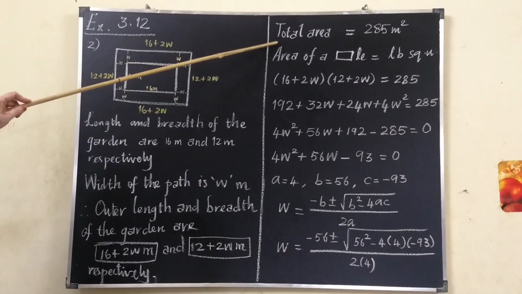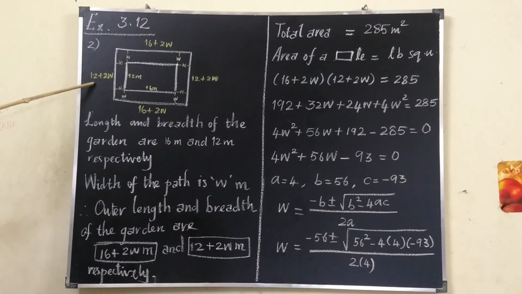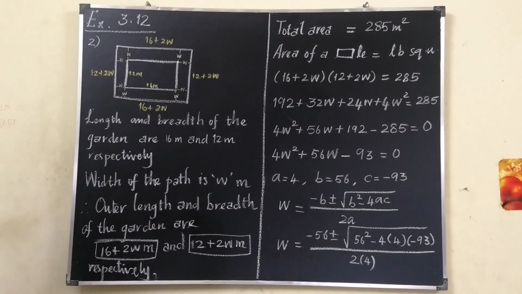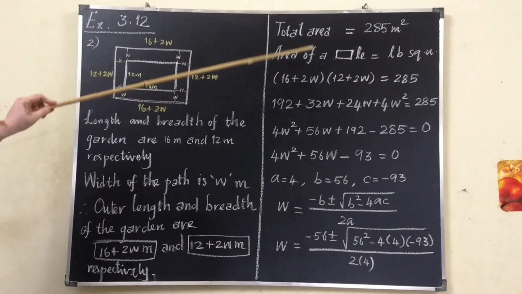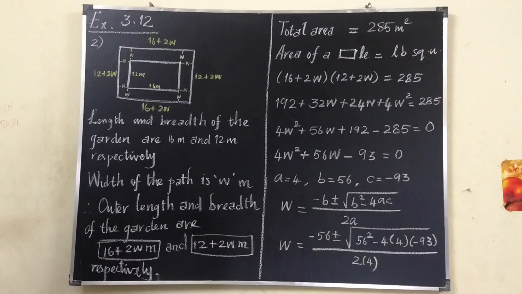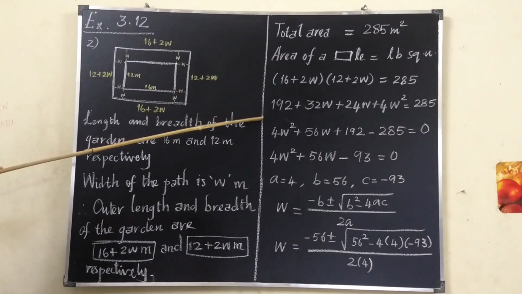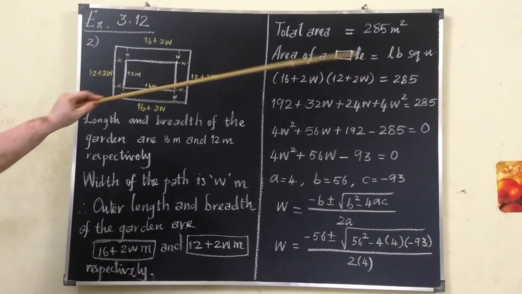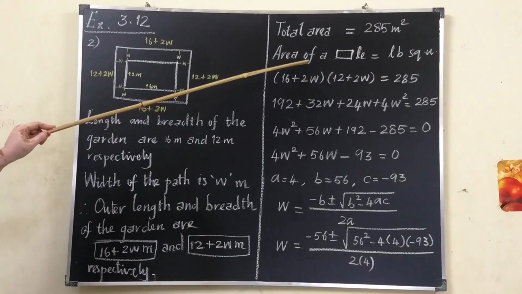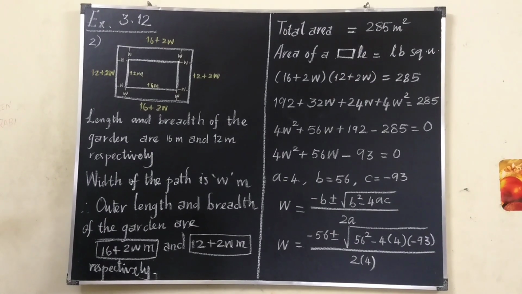So this is a total area. So we have to take into consideration the length outside and the breadth outside. So length into breadth is equal to 285 meter square. Then length is 16 plus 2W, breadth is 12 plus 2W, whose product is equal to 285. Now multiply this. 16 into 12, 192. 16 into 2W, 32W. 2W into 12, 24W. 2W into 2W is 4W square, which is equal to 285.